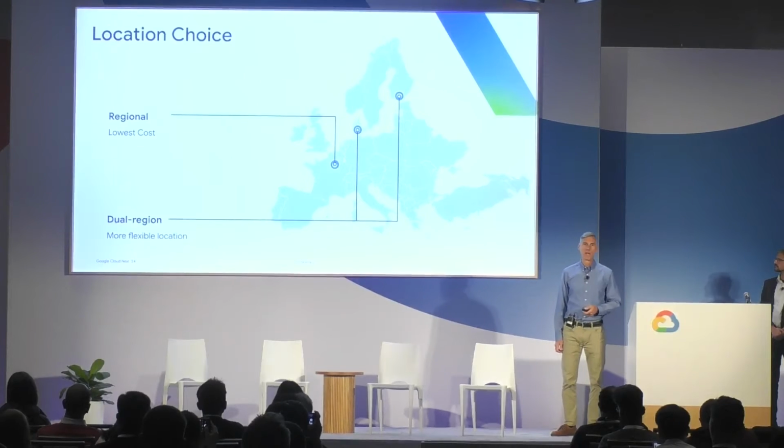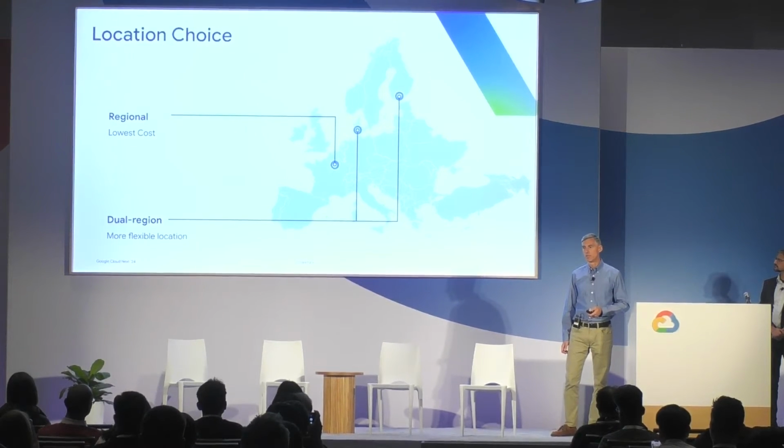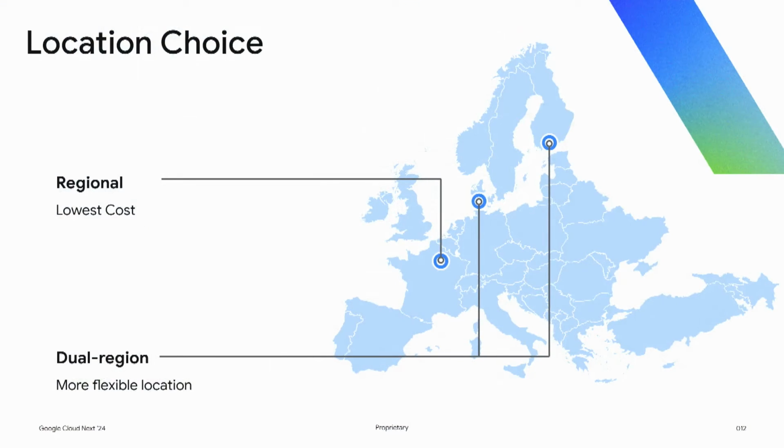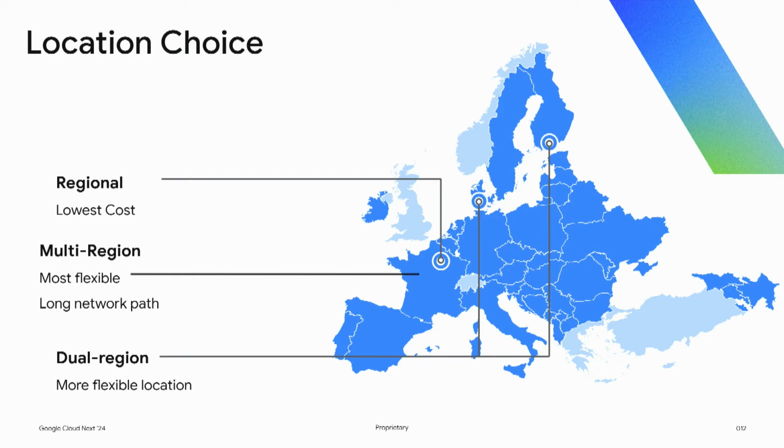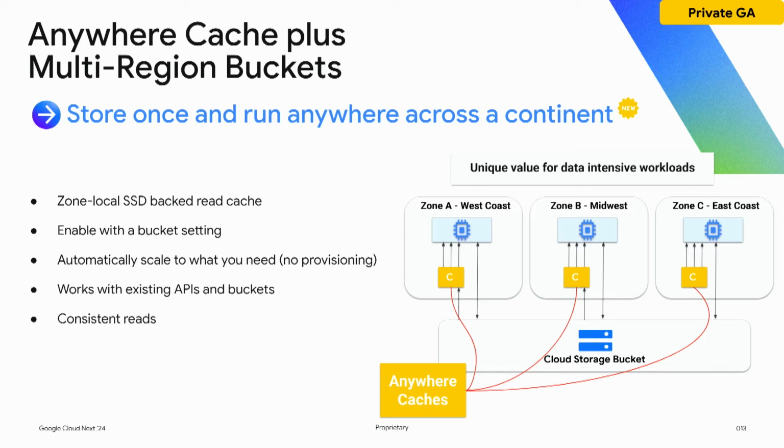Well, first you need to look at where you're going to put the data. You can put it in a regional bucket. The regional bucket is great, it's low cost, but it only gives you easy access from one region. You can put it in a dual region bucket. Now you can access it easily from 2 regions, but again, that's somewhat limited. You can go with the most flexible choice and put it in a multi-region bucket, which is a Google Cloud Storage unique product. And this is very flexible, but you still have to traverse a long network path. So now what do you do? You use anywhere cache with multi-region bucket. This allows you to store once and run anywhere across the continent.